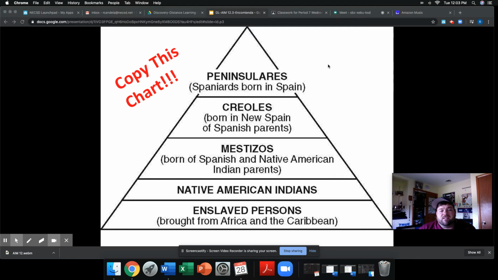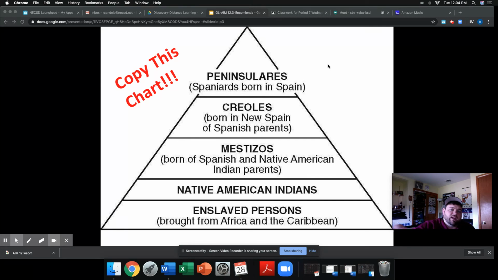Then you're going to have mestizos, which are people that are half Spanish, half Native Indian, natives. So, Spanish come over and they have a child with a native. That child is a mestizo. And then another one that's not listed here is mulatto. That is half enslaved African and half Spanish. That is a mulatto. So these are the hierarchy of things.